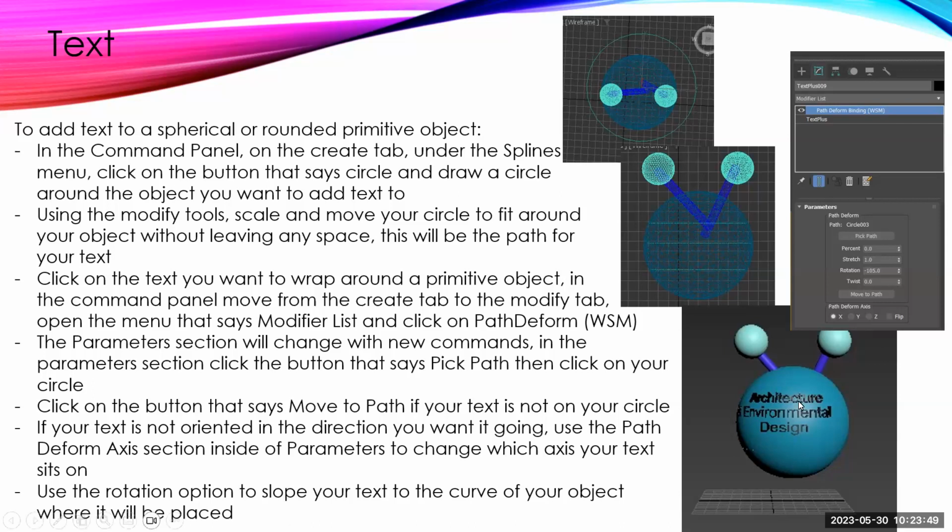So here on this sphere, the word architecture and the word design, I added rotation to them so that they would curve upward with the sphere instead of just sticking up and out. Environmental, I didn't have to edit because it's at the center, so it fit nicely there.